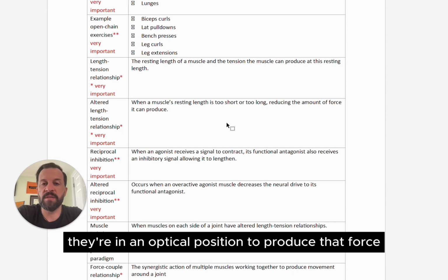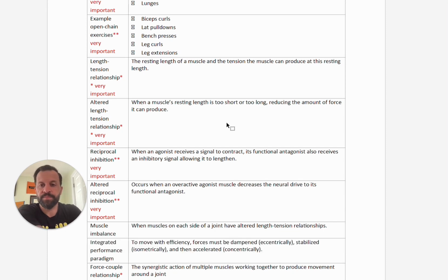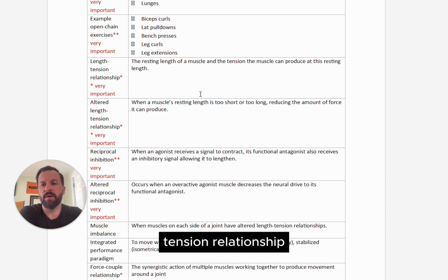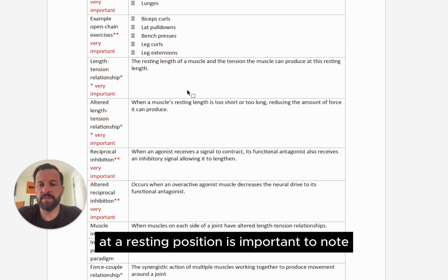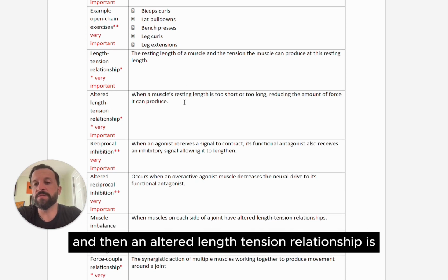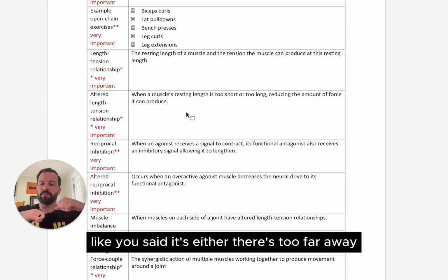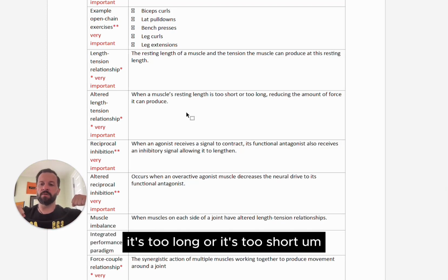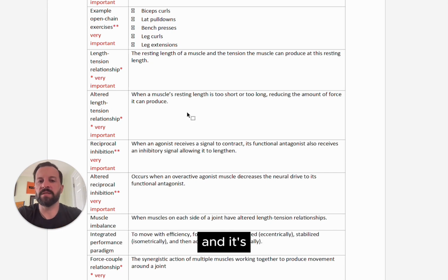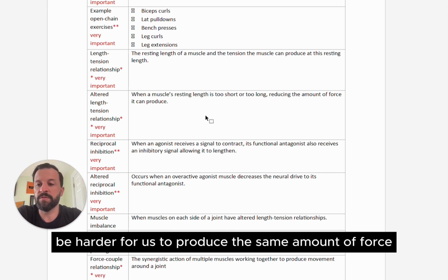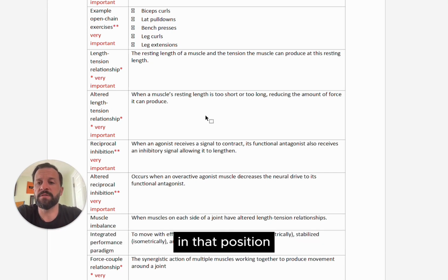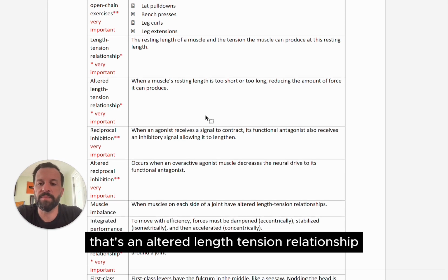They're in an optimal position to produce that force. So the length-tension relationship at a resting position is important to note. And then an altered length-tension relationship is, like we said, either they're too far away, it's too long, or it's too short, and it's going to be harder for us to produce the same amount of force in that position. That's an altered length-tension relationship.